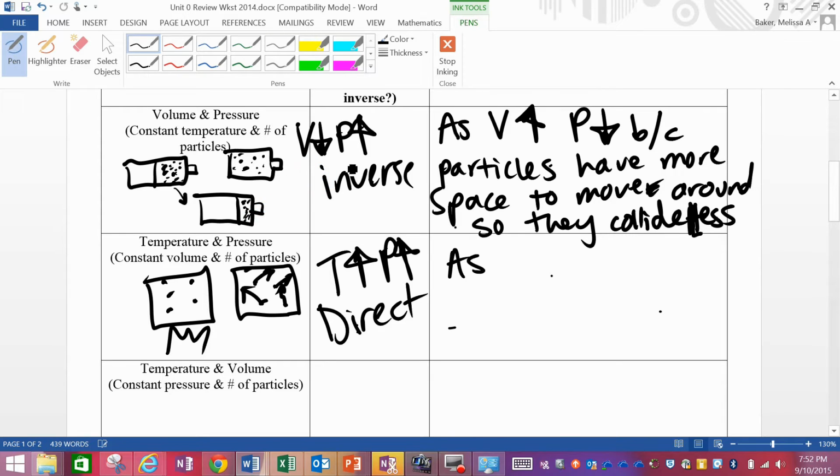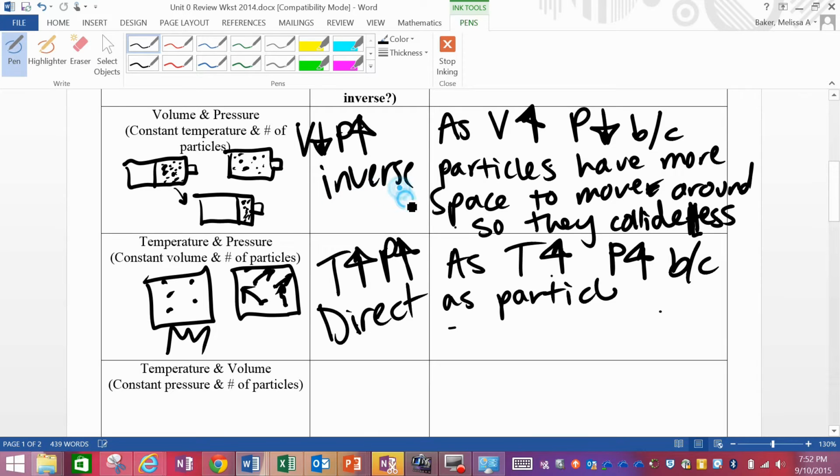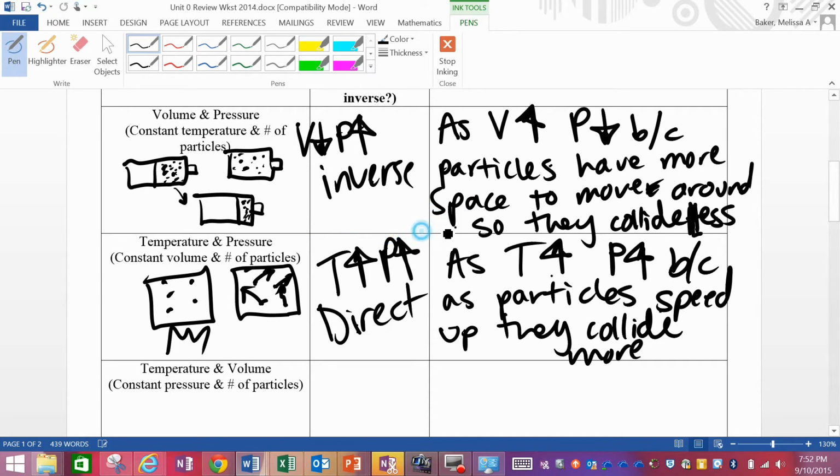So I'll explain that again. As temperature goes up, pressure goes up, because as particles speed up, they collide more often, thus increasing the pressure.